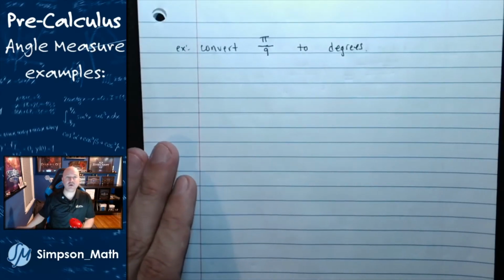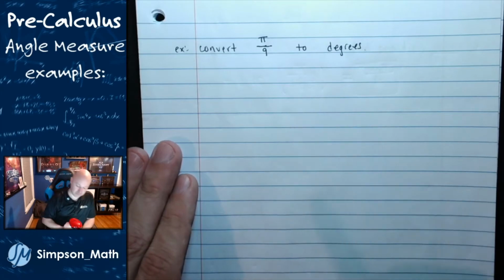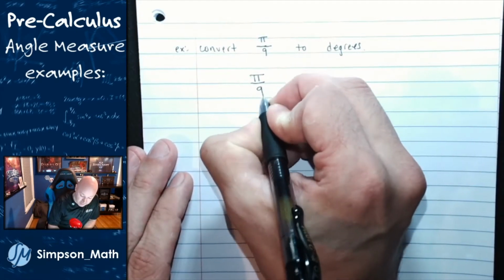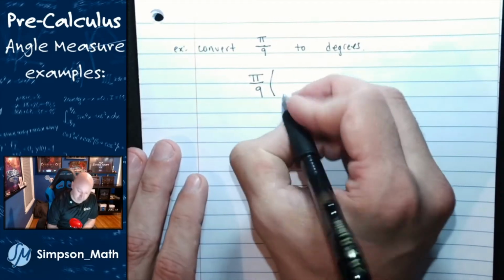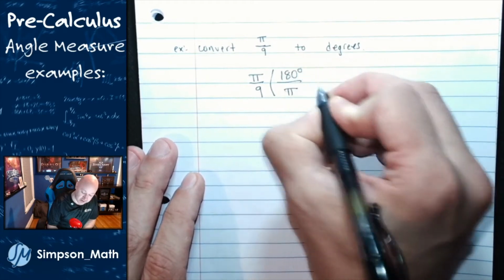Let's do now the other direction. Let's convert pi ninths to degrees. Pi ninths radians to degrees. Similarly, I'm going to multiply. This time I'm going to put the pi radians in the denominator, and I'll put the 180 degrees up top.